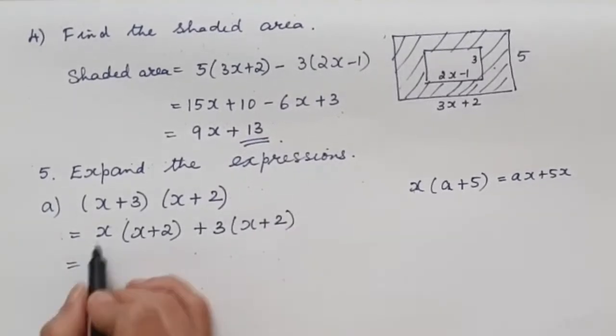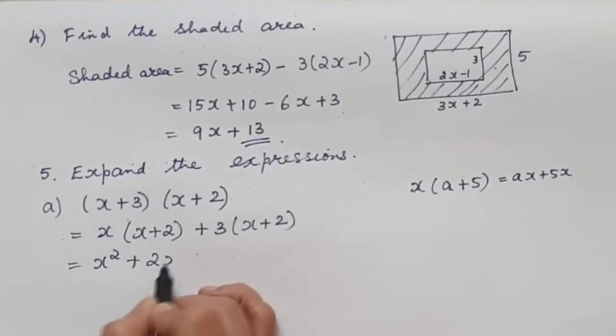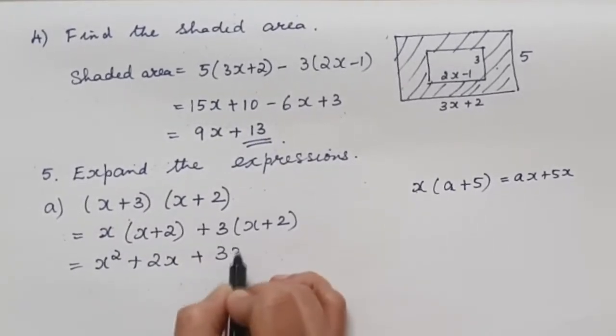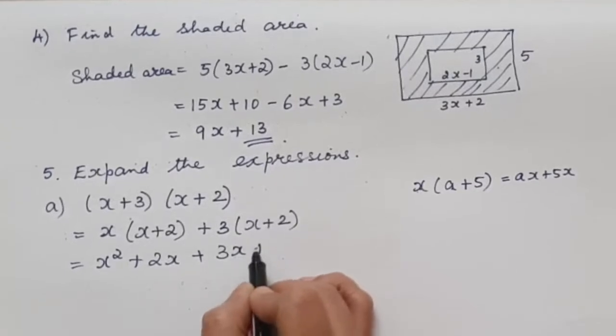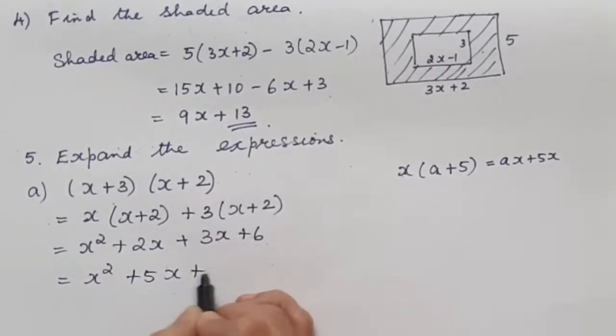Now we'll apply this procedure. So x into x is x squared, x into 2 is 2x, plus 3 into x is 3x, 3 into 2 is 6. So it will be equal to x squared plus 5x plus 6.